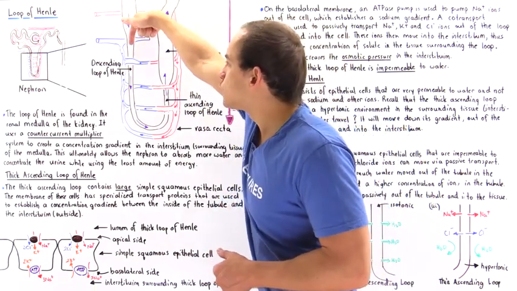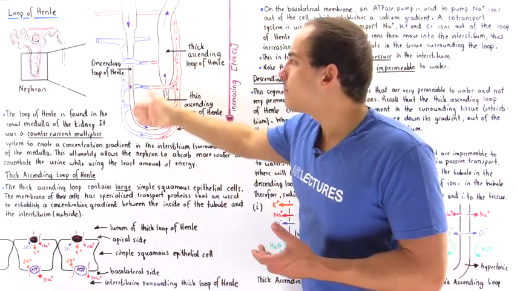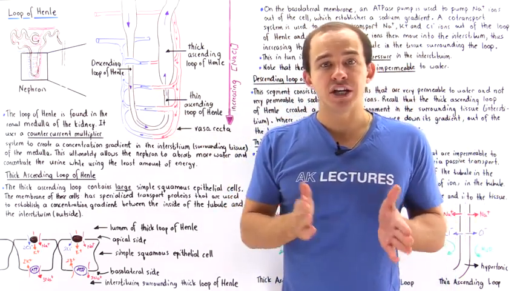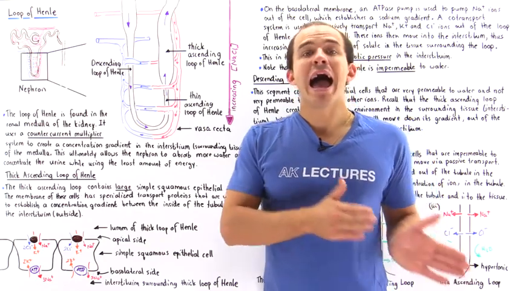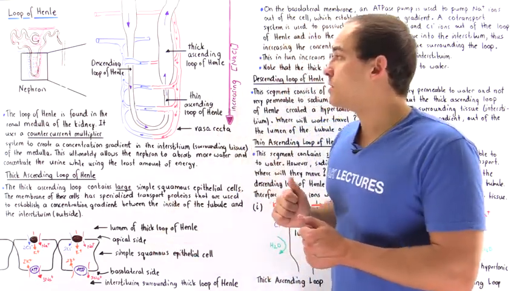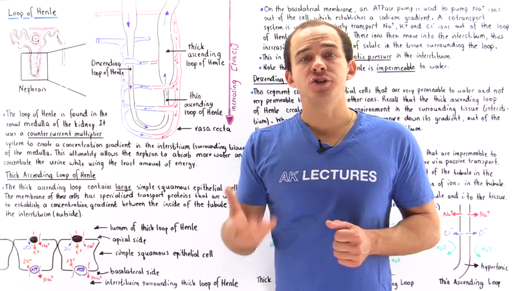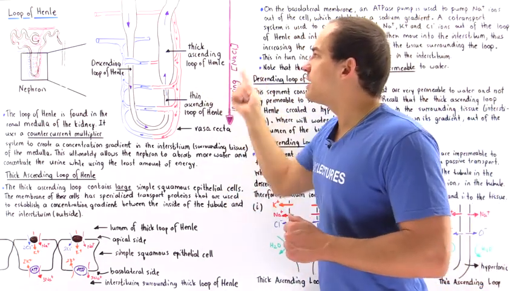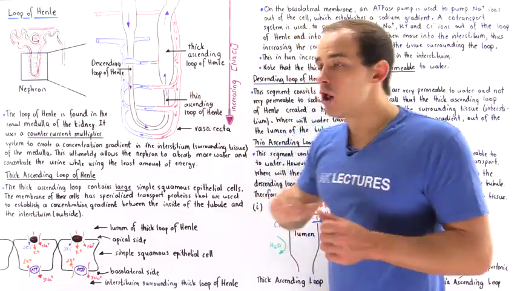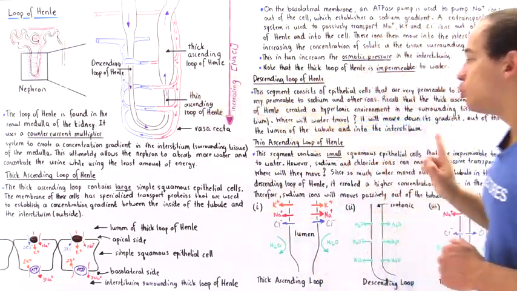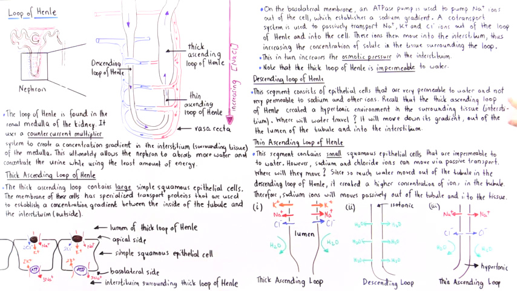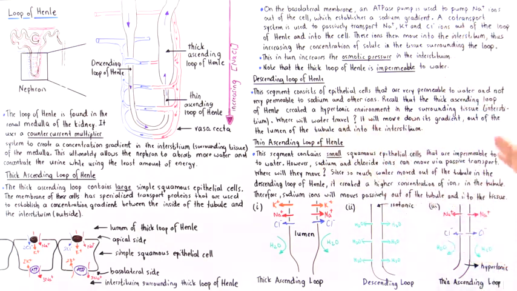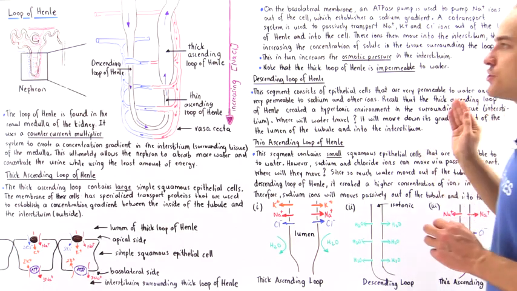Now, as the filtrate moves down, because the membrane of the descending loop of Henle is permeable to water, water will either flow out of the tubule or into the tubule. The question is, where exactly will it flow? Well, let's go back to the thick ascending loop of Henle. Recall that the thick ascending loop of Henle created a hypertonic environment in the surrounding tissue, in the interstitium.